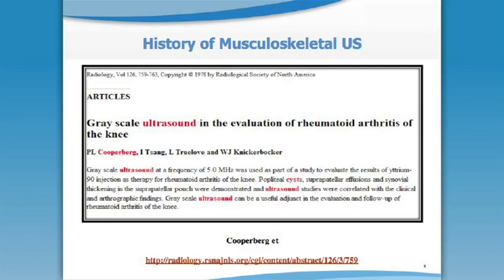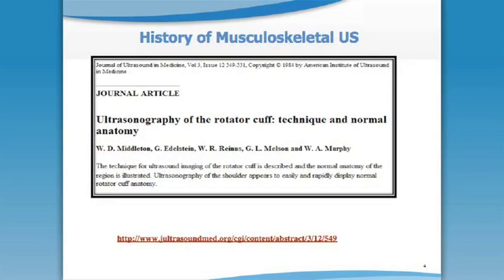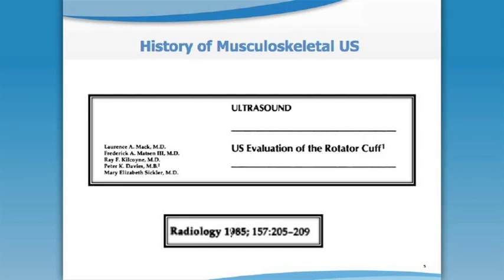So one of the earliest articles just in general regarding musculoskeletal ultrasound was written back in 1978, and I like seeing this because that was my first year in ultrasound. It was written by Peter Cooperberg up in Vancouver, BC, on using ultrasound to evaluate rheumatoid arthritis of the knee. The earliest articles in the United States describing ultrasound appearances of the rotator cuff came in 1984 by Dr. Bill Middleton from Mallinckrodt. And Dr. Larry Mack up at University of Washington wrote this article in 1985 looking at the accuracies of ultrasound in diagnosing rotator cuff disease.